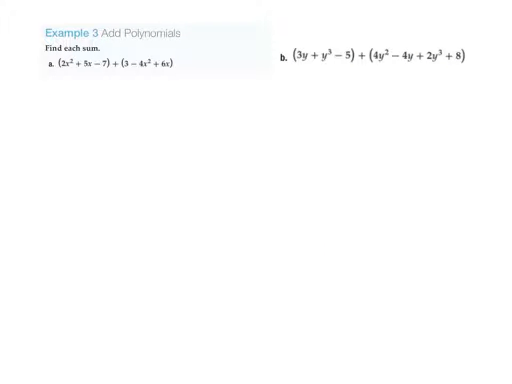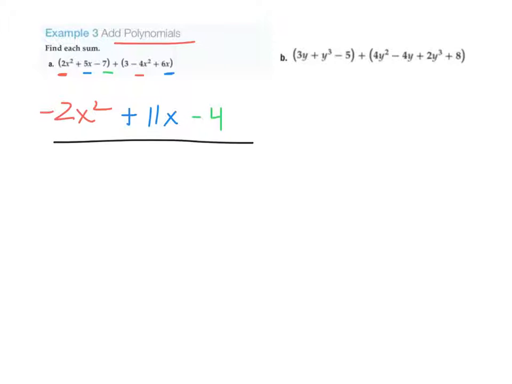To add polynomials, all we're going to do is add like terms. So we have to look for the same exponent. So we have a 2x squared, and over here we have a negative 4x squared. So if I add those, I get a negative 2x squared. And if I look at the x, the only thing that's similar is the 6, so if I add the 5 and the 6, I get 11x. And I have a negative 7 and a positive 3. When I add them, I get a negative 4. By adding the highest exponent, I automatically put it in standard form, which is what we want to be able to do. And I added like terms only, so this would be the answer.